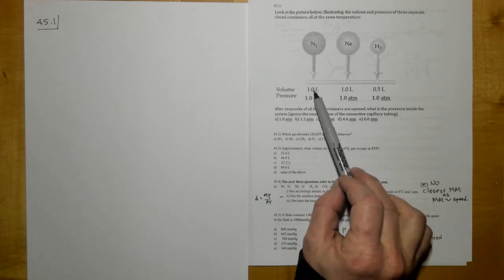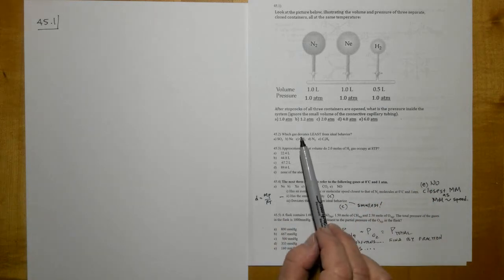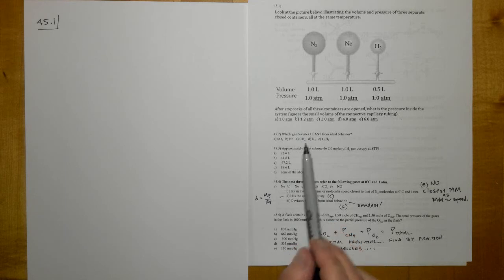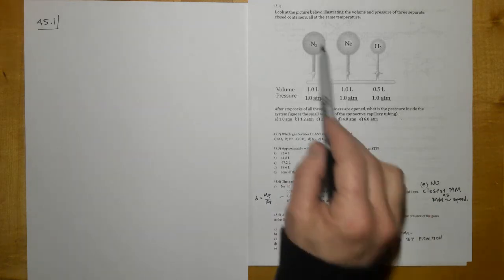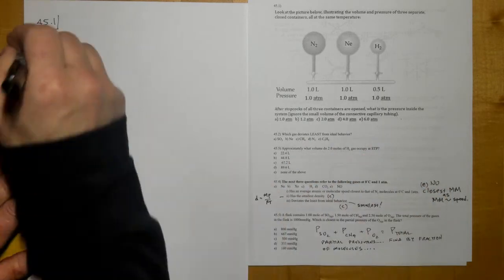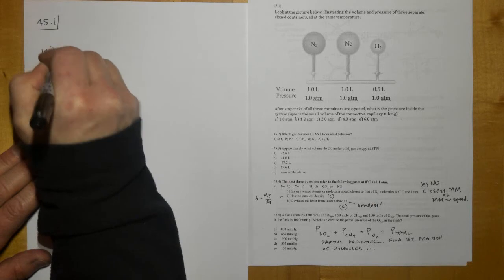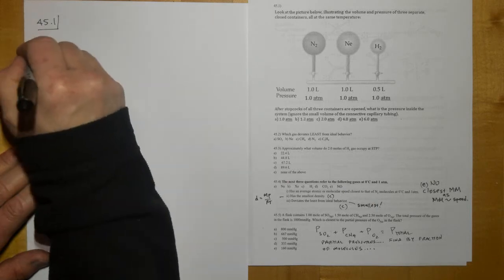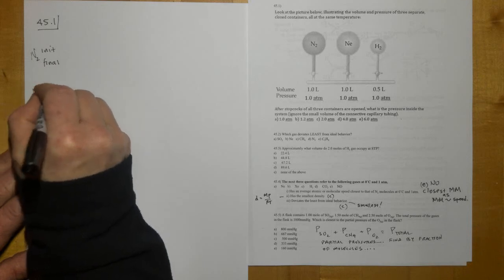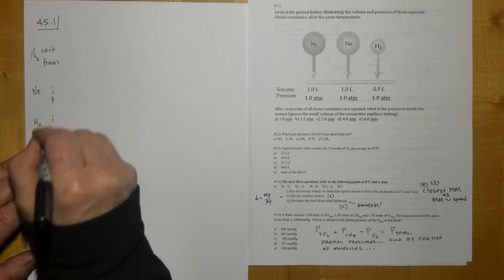And so we're given a volume and a pressure, a volume and a pressure, and a volume and a pressure. We want to know the total pressure inside of the system when we're done. So we have three gases that are going to, when opened, fill the shape of their container. And so we have initial and final conditions for nitrogen, initial and final conditions for neon. I'm just going to do I and F. And we have initial and final conditions for hydrogen.